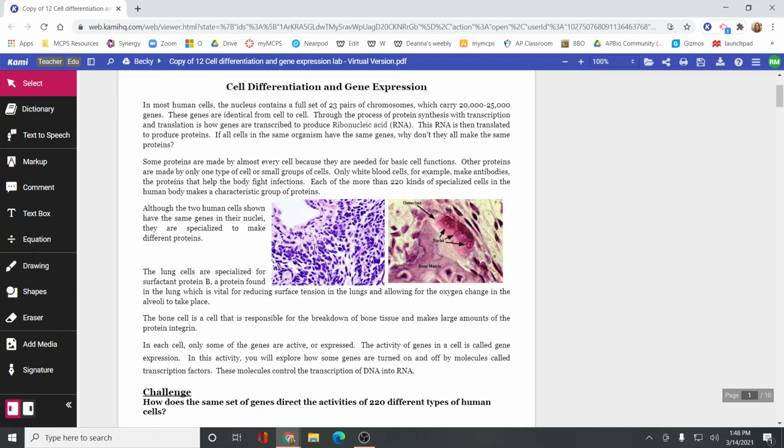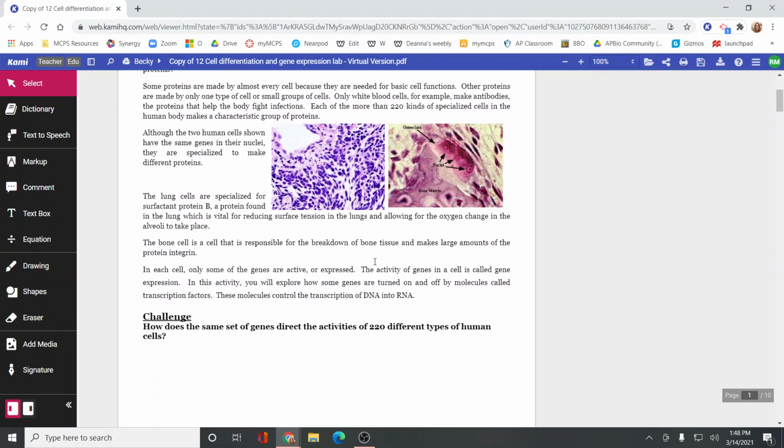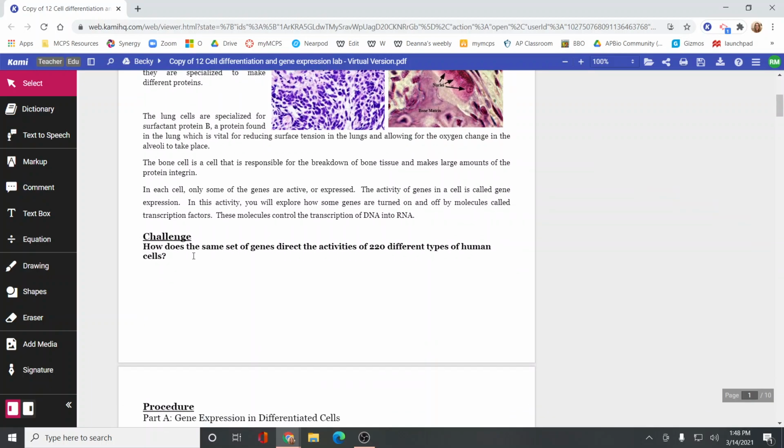So if you're looking at these pictures, this is one type of cell in your body. These are the lung cells, and this is another type of cell in your body. These are the bone cells. Both of these types of cells would have the same DNA in them. They have 46 chromosomes, so that's 46 molecules of DNA. They have all the same genes, but they have very different functions because of the proteins that they make. So different areas of the DNA are red. So what we're going to try to find is how does the same set of genes direct the activity of 220 different types of human cells?